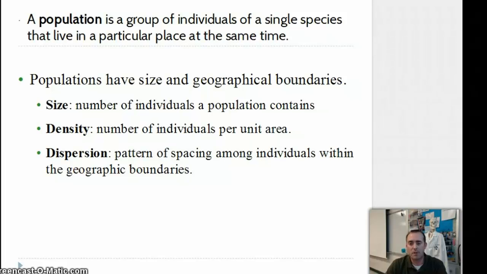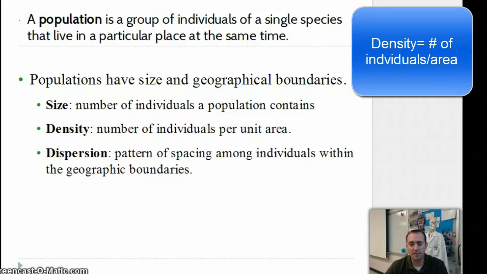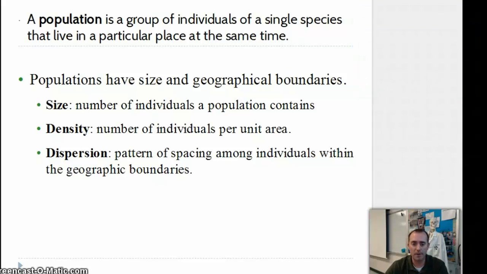When we look at populations, we can look at a lot of different aspects about a population. We first look at its size. The size is simply the number of individuals the population contains. That's simply counting up how many organisms are there. We'd also look at the density. For density, we have to know the size, but we also have to know the amount of area that the population takes up. By dividing the number of individuals per unit area, we'd find the density. This could be so many organisms per kilometer, per square mile, something along those lines.